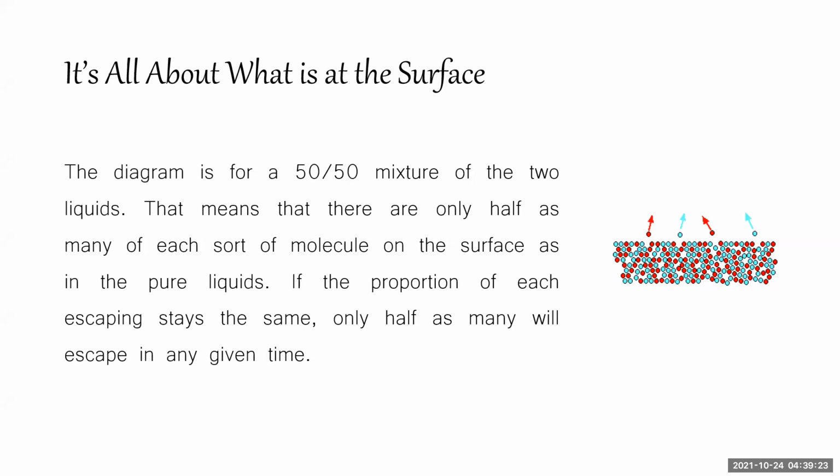This diagram is for about a 50-50 mixture of the 2 liquids. That means there are only about half as many of each sort of molecule on the surface as in the pure liquids. So if the proportion of each escaping stays the same, only half as many will escape in any given time. So what they're talking about is the composition of the surface, right, that's exposed to the air.